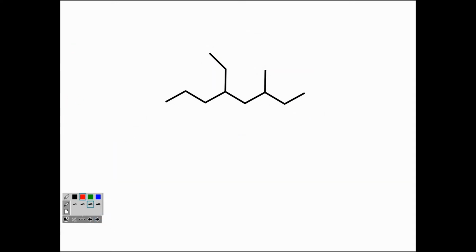now here we have again the longest parent chain, but now you see you could start numbering from here: 1, 2, 3, 4, 5, 6, 7, 8. So it's still an octane, or 1, 2, 3, 4, 6, 7, 8, still an octane. Substituents, you have the ethyl and we have the methyl.